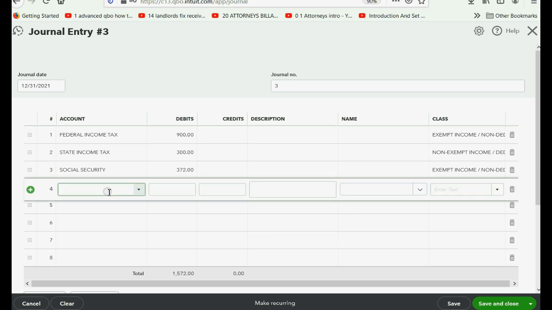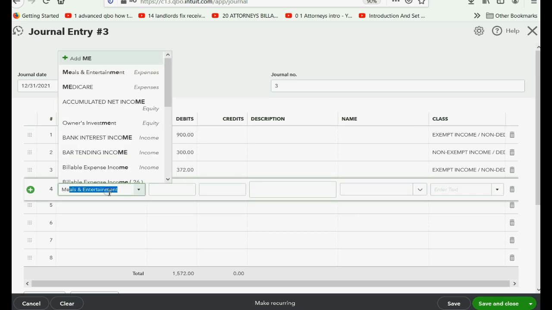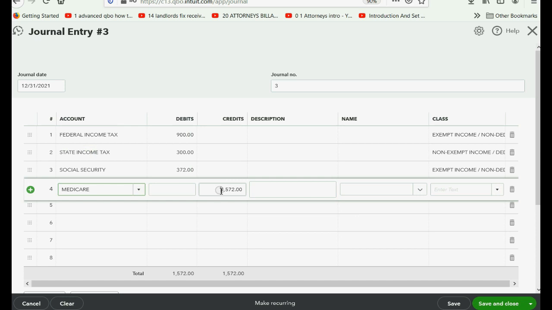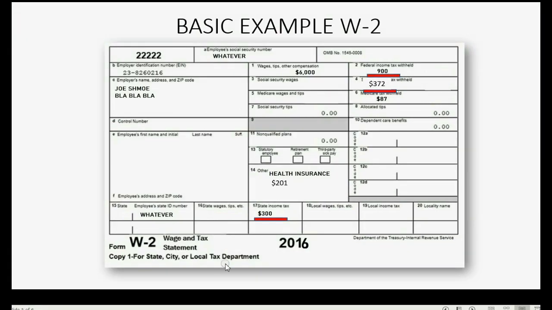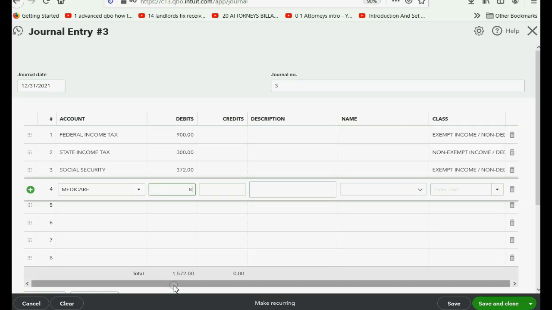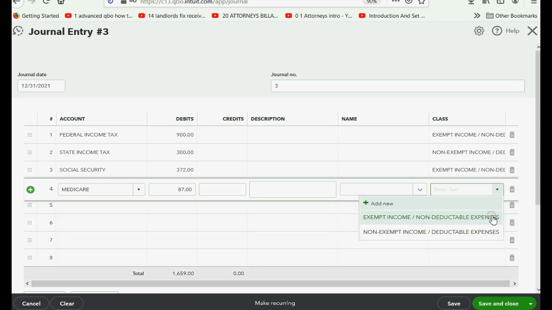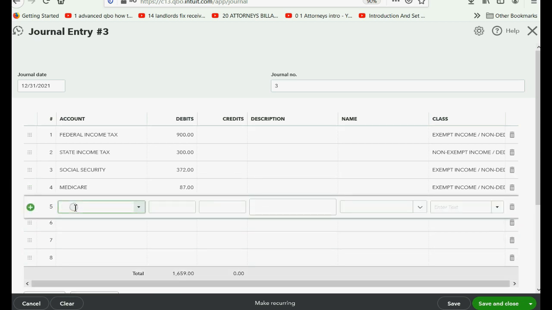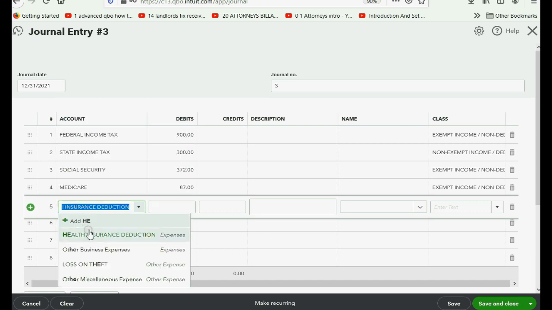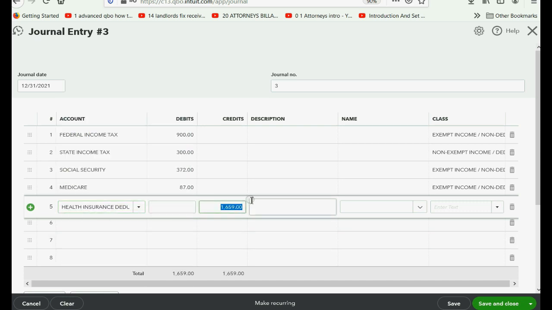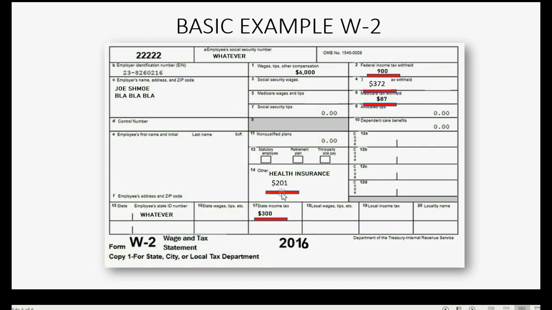And Medicare also always debit the expense, and the amount of Medicare we're deducting, $87. And Medicare is never deductible. And of course, in this example, the health insurance is deductible in the amount of $201.